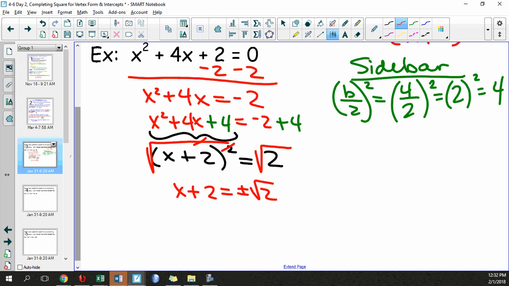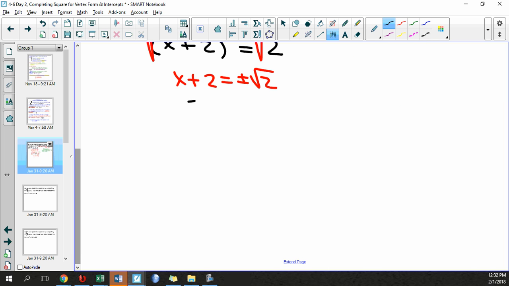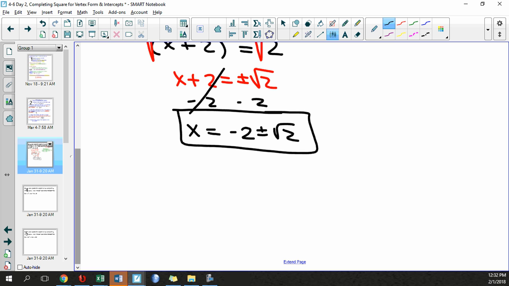Can I break down the square root of 2? Are there any perfect square factors in there? No, so I leave it alone. Now, what do I do to solve this? I'm going to subtract 2. And I have x is equal to negative 2 plus or minus the square root of 2. That is solved. But I'm going to be super honest with you.